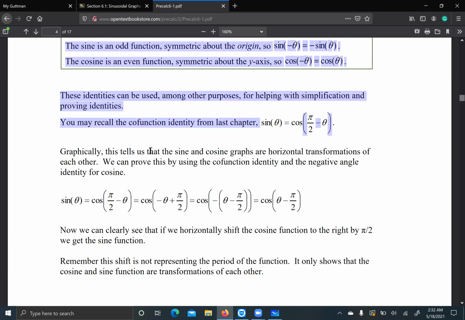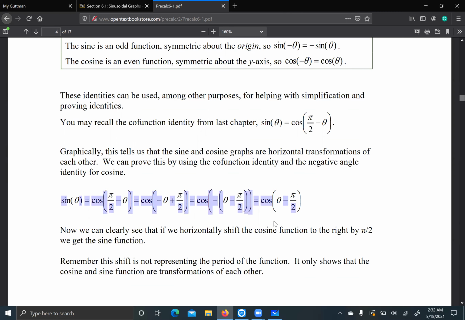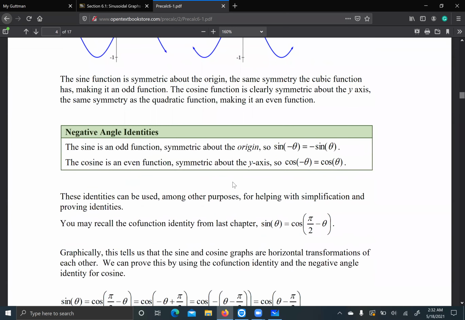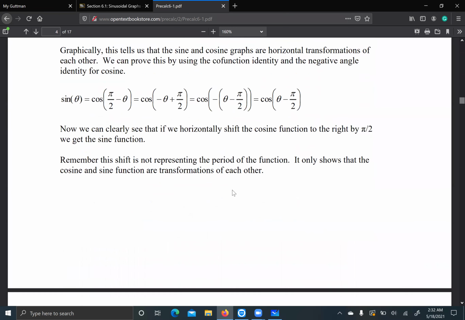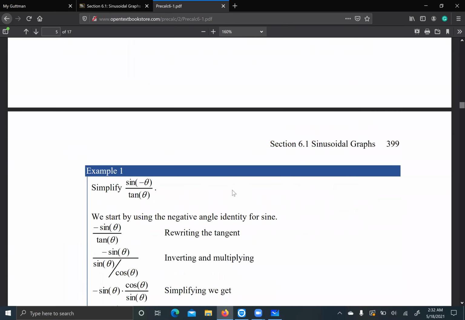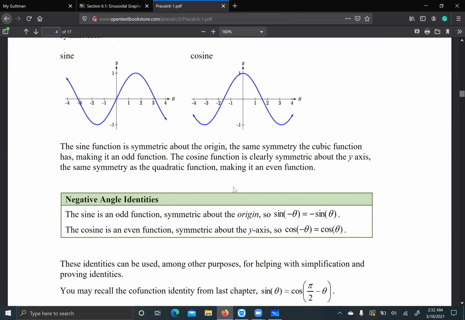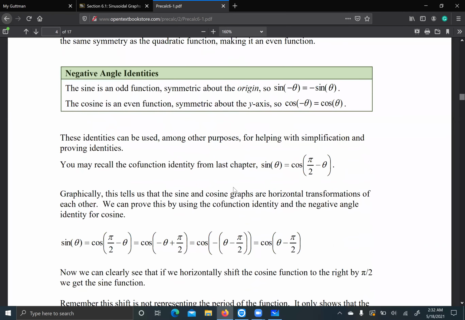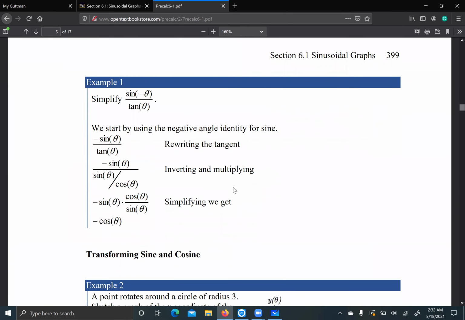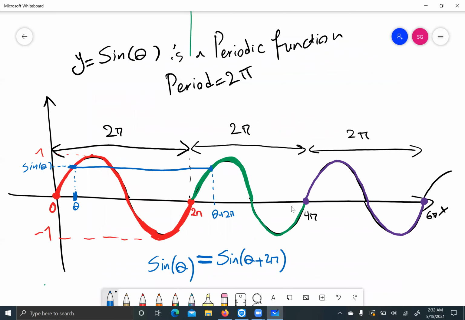This is one of the identities we introduced last chapter, and here it's just used to show another way to discuss this. These properties have many applications, but one of the applications is simplifying. Like here in this example, you are given a trig expression, and the question is to simplify it if you can. So I'm going to show you example 1.